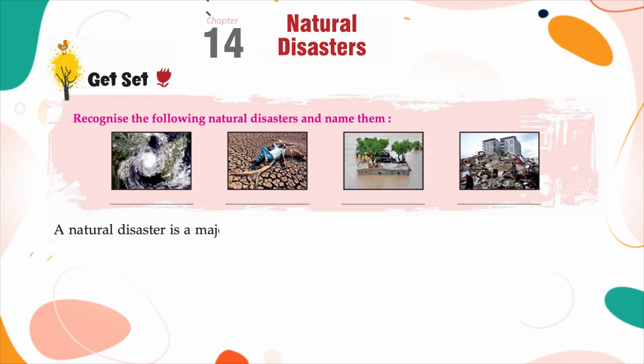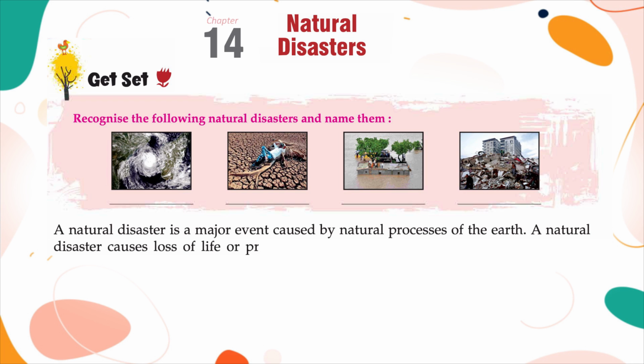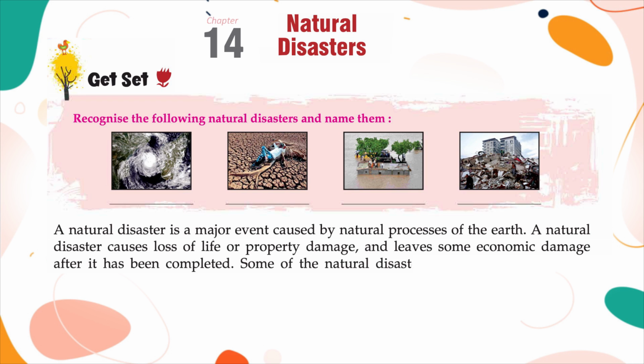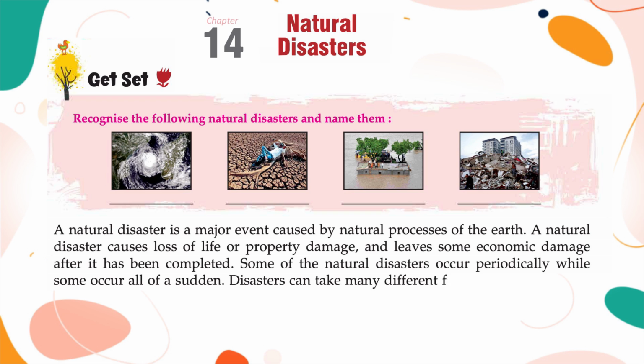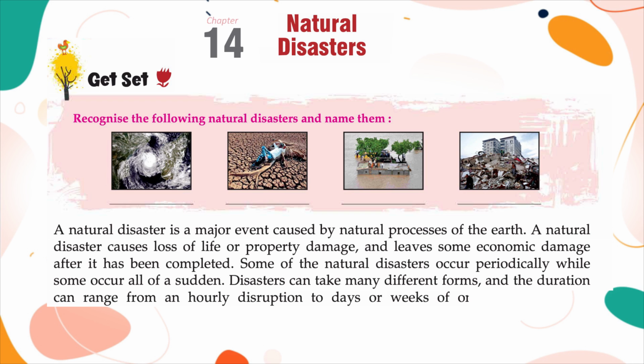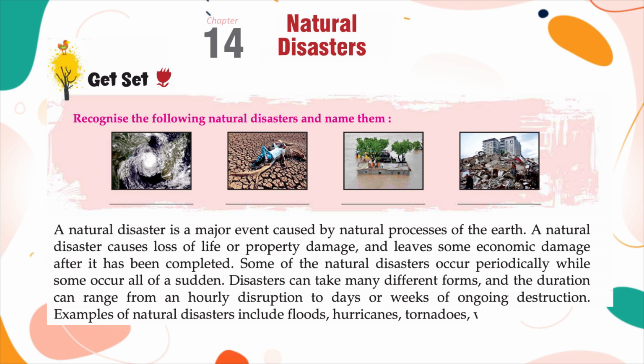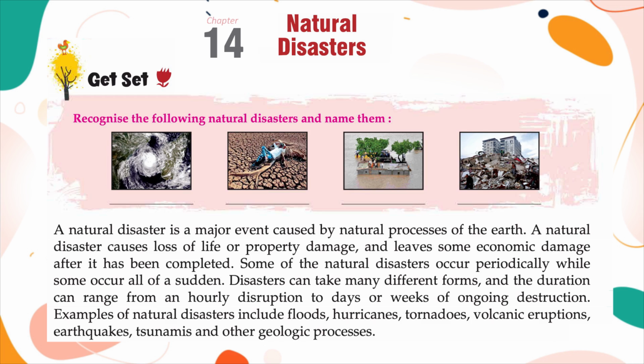A natural disaster is a major event caused by natural processes of the earth. A natural disaster causes loss of life or property damage and leaves some economic damage after it has been completed. Some natural disasters occur periodically, while some occur all of a sudden. Disasters can take many different forms, and the duration can range from an hourly disruption to days or weeks of ongoing destruction. Examples of natural disasters include floods, hurricanes, tornadoes, volcanic eruptions, earthquakes, tsunamis, and other geologic processes.